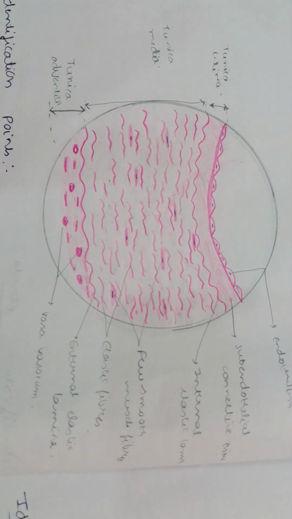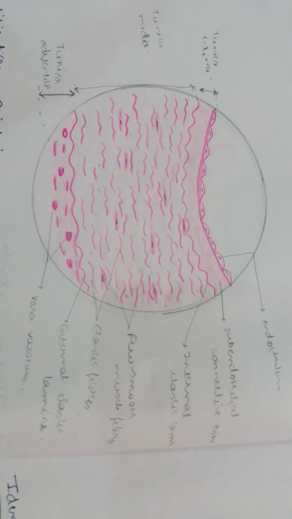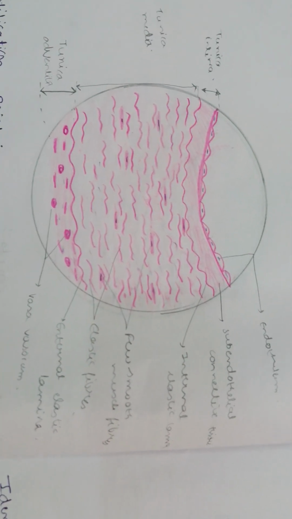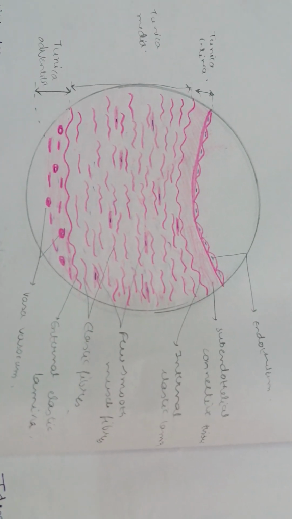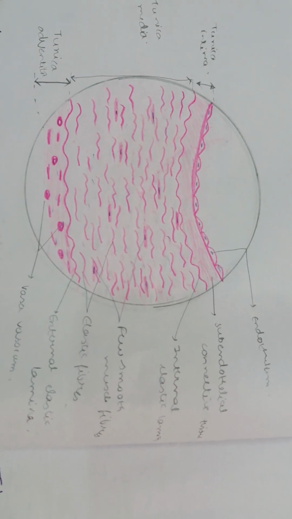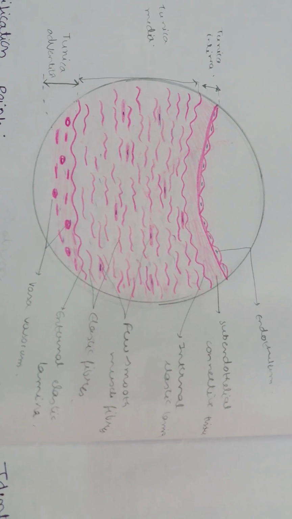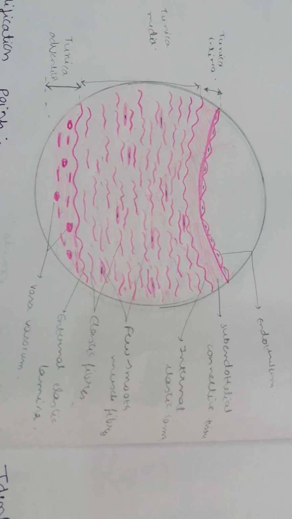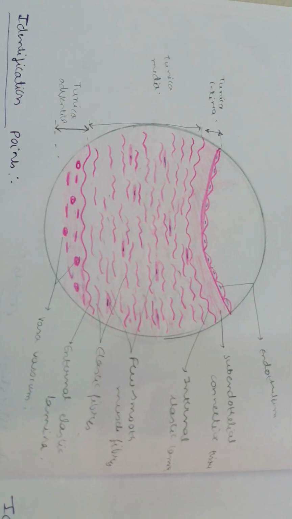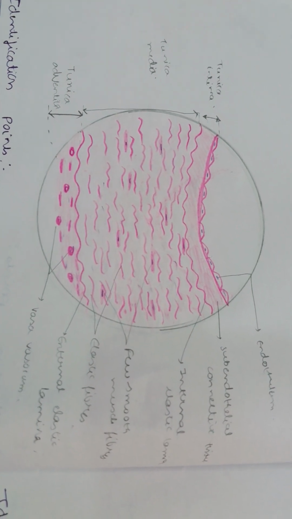Tunica intima is the innermost layer, tunica adventitia is the outermost layer covering the blood vessel, and tunica intima covers the lumen. Tunica intima consists of endothelium, subendothelial connective tissue and internal elastic lamina. Tunica media consists of smooth muscles and elastic muscle fibers. Tunica adventitia consists of vasa vasorum in large arteries, and the external elastic lamina is also related to tunica media.